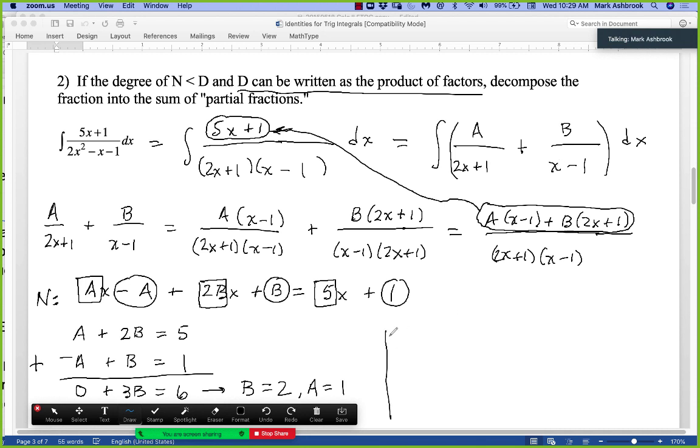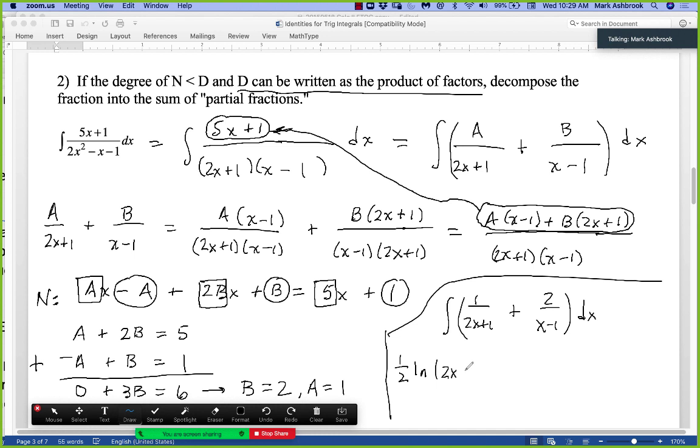So therefore my integral is the integral of 1 over 2x plus 1, because I'm going to put my a here, plus 2 over x minus 1 dx. And that's 1/2 natural log of 2x plus 1, now we're ready to do the times 2, plus 2 times natural log of x minus 1 plus c. Closed form.